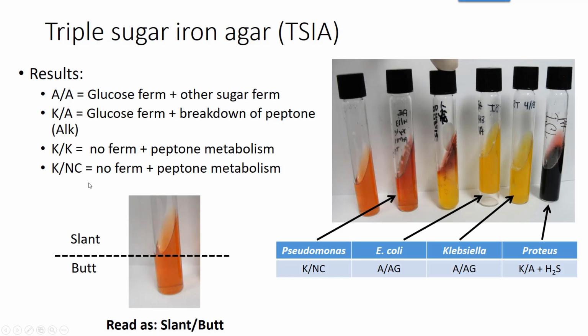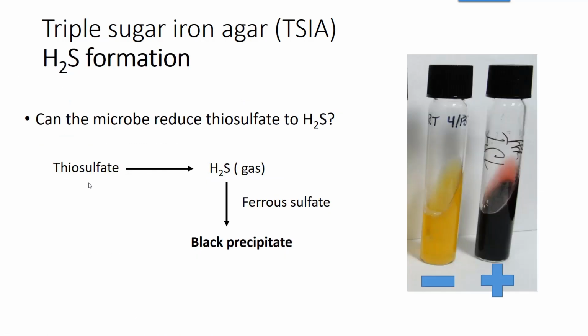Now, the triple sugar iron, TSI, does another test as well. It tests for hydrogen sulfide formation, so this is that next row on the worksheet, the H2S. Our substrate is thiosulfate. Our product is hydrogen sulfide gas. Our indicator is ferrous sulfate. And for a positive reaction, we would see black in the tube. And we see a lot of black in the tube.